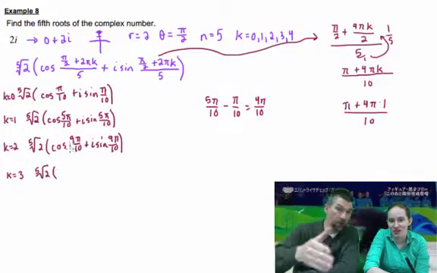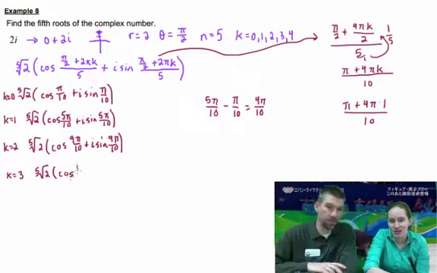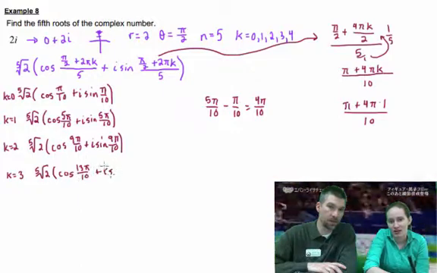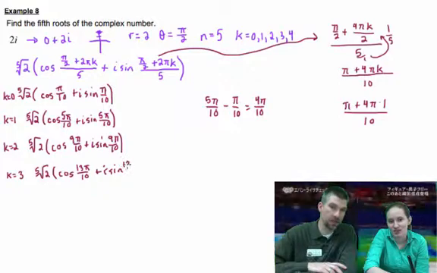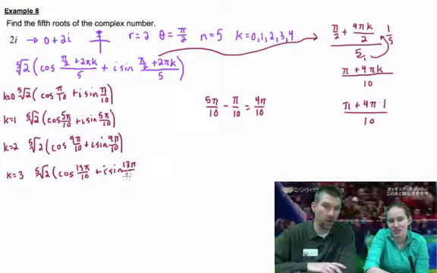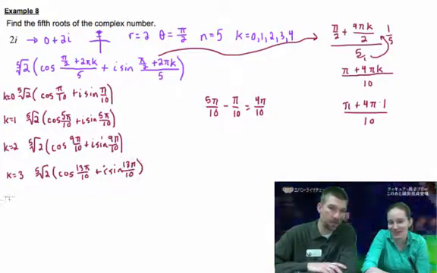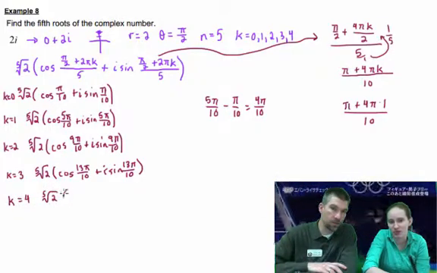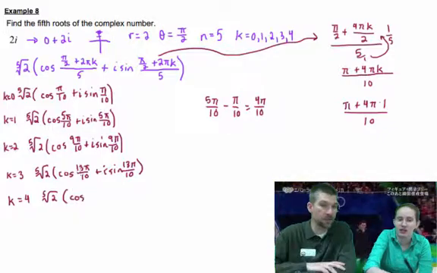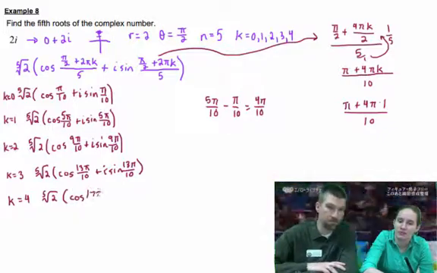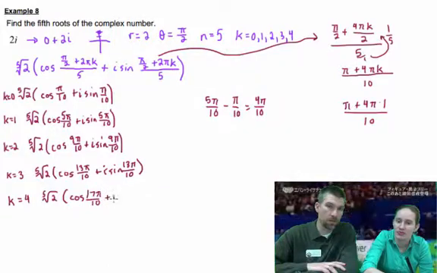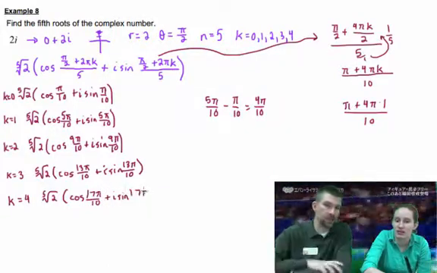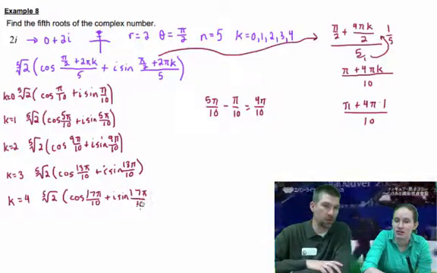Add 4 pi over 10. 13 pi over 10. Don't worry about that, it's an i in the wind there. It's being blown. K equals 4. That's our last one because it gives us our fifth root. And 4 plus 13 is 17. Yep, 17 pi over 10, plus i sine.